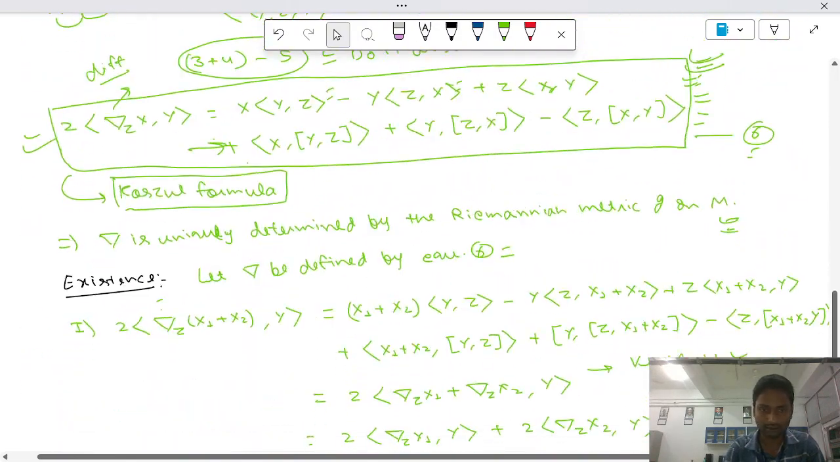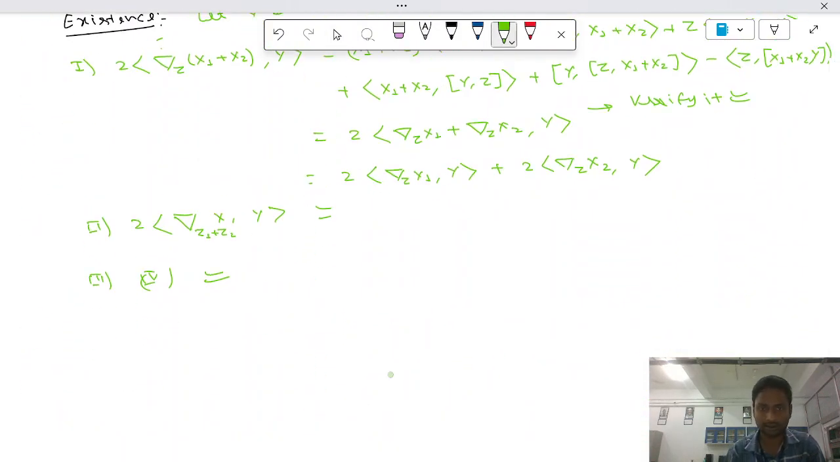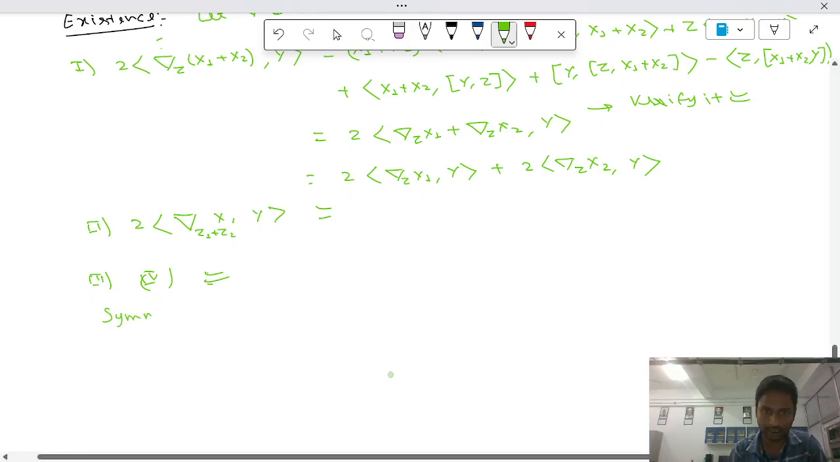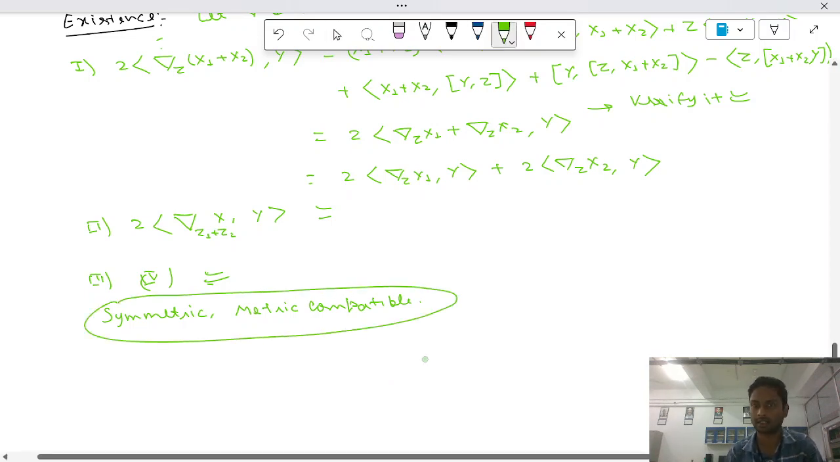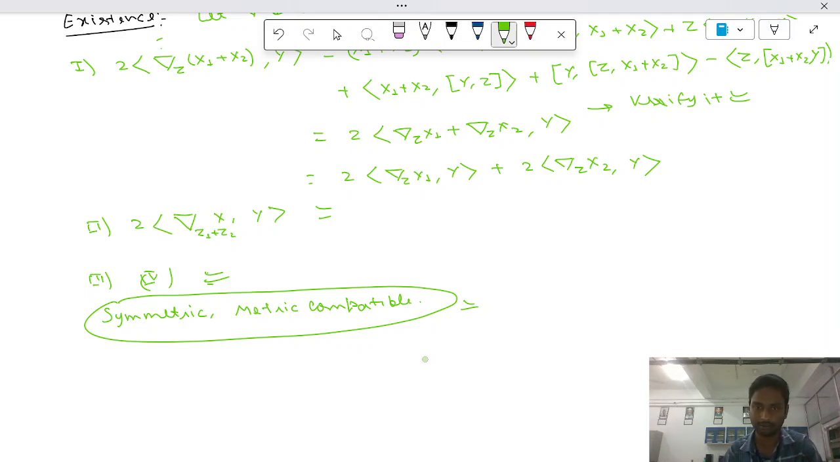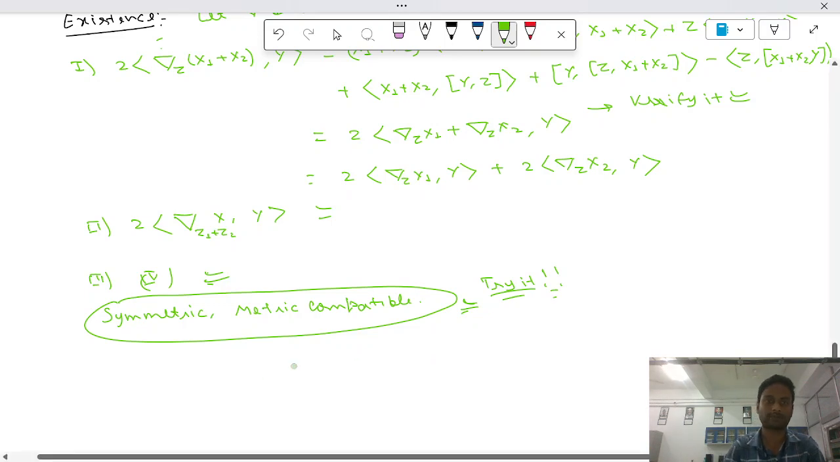Also keep in mind that once you have shown these four properties, you also need to show that it is symmetric and metric compatible. We are not assuming this anymore. When we were showing the uniqueness, at that time we assumed that it was symmetric and metric compatible. But right now we are not assuming it. We need to show that it is indeed symmetric and metric compatible. So try it. If you have any problem, I will do it on my own.